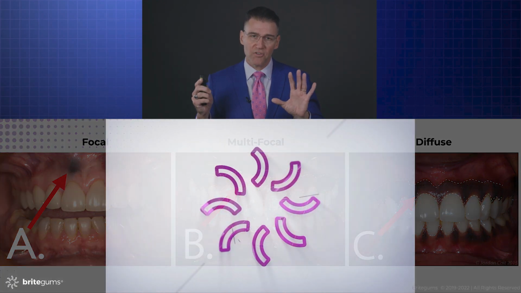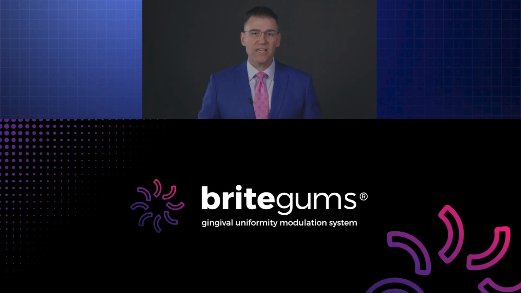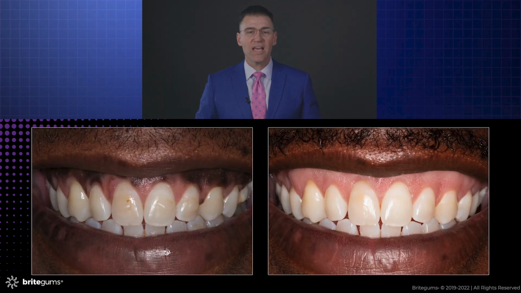So now that we have the common understanding, what we've done is created britegums. So britegums is the gingival uniformity modulation system. In other words, taking gums that are non-homogeneous and making them uniform. This is a prime example of one of these procedures.